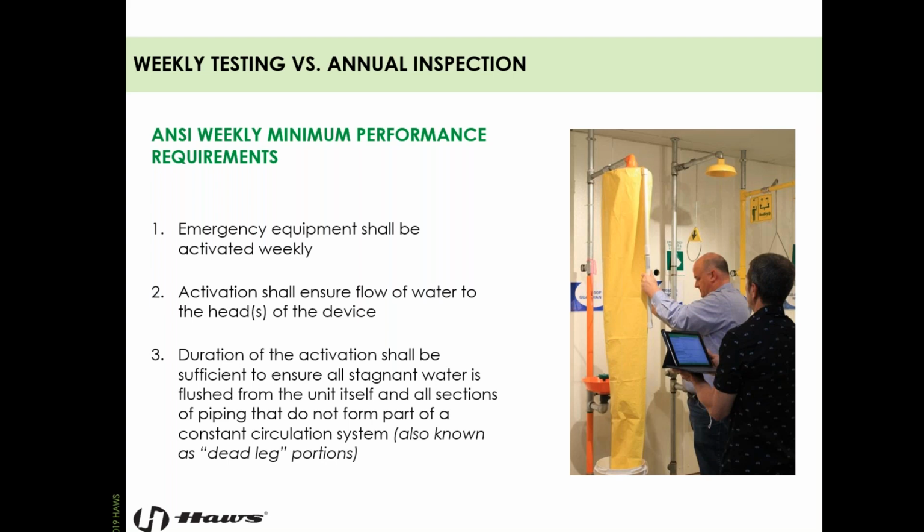The activation needs to ensure that there's water flow to the heads of the devices, and that includes the eyewashes and the safety shower. Whatever's in place, if there's a nozzle, an outlet of water, that has to be activated. The duration of the activation needs to be sufficient to ensure that all of the stagnant water in the unit itself and in the sections of piping behind the unit, also known as the dead leg, gets cleared out. That dead leg can be all kinds of different lengths behind the unit, so the amount of time you're going to have to run the unit will vary depending on how long that supply line is, because we need to get that cleared out.